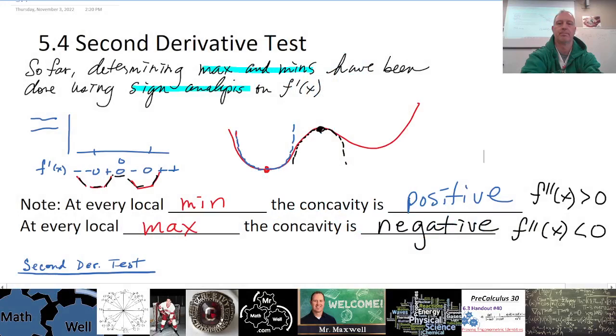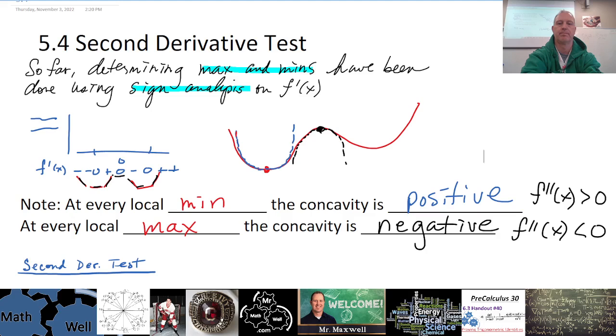All right, so section 5.4, Calc 30 here. This is the second derivative test. So this is in our curve sketching chapter. And we talked about what significance the first derivative has in noticing where the function is increasing, decreasing. Therefore, we can determine where local maximums or local minimums are.